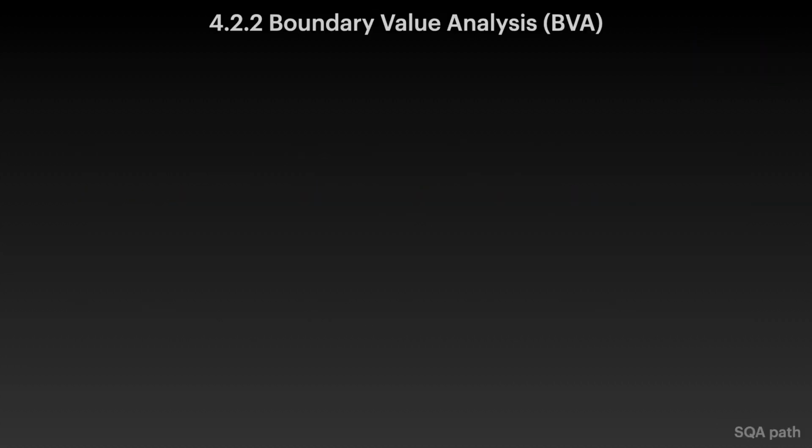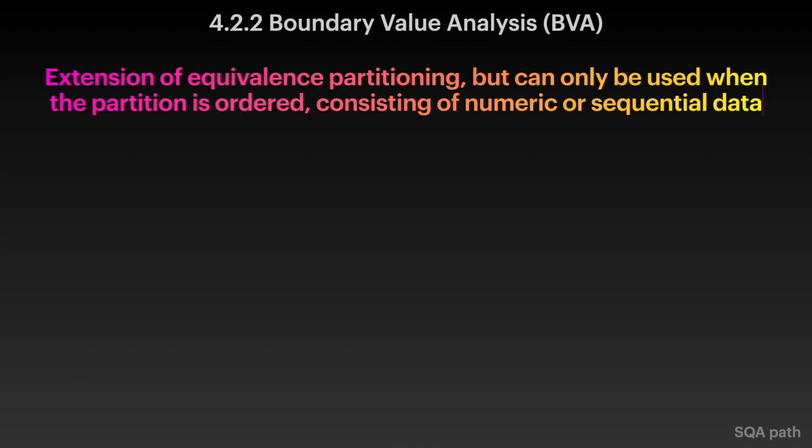Boundary value analysis, BVA, is an extension of equivalence partitioning, but can only be used when the partition is ordered, consisting of numeric or sequential data. The minimum and maximum values, or first and last values, of a partition are its boundary values.